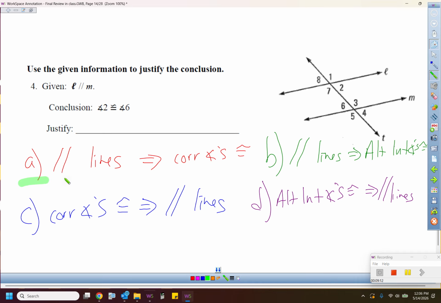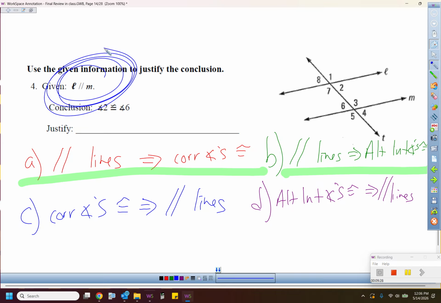What's similar between choice A and choice B? What do they have that's similar to each other? They both start with parallel lines. And how about C and D? They don't start with parallel lines, but they end with parallel lines. So in process of elimination, when they give me this, which one of those 2 concepts should I do? Starts with parallel lines or ends with parallel lines? So that means see ya, I can eliminate those.